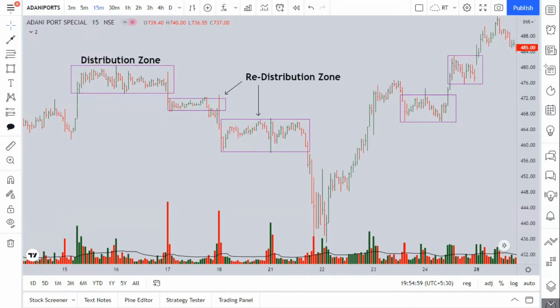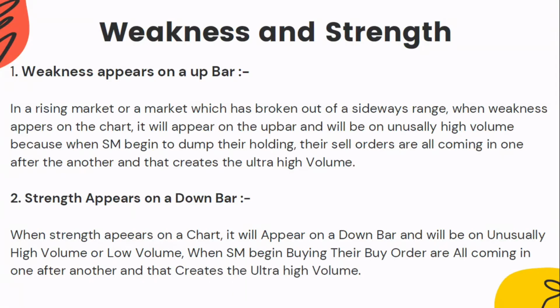Now let's get back to the main topic, weakness and strength in the markets. This is one of the most important topics of the entire VSA, where we're going to find weakness and strength. This is how we're going to trade. So let's understand what weakness and strength in the markets are.